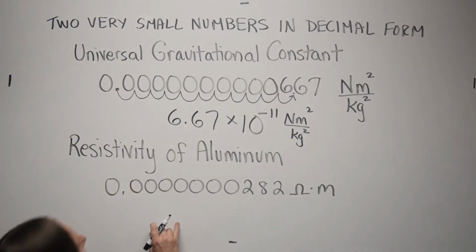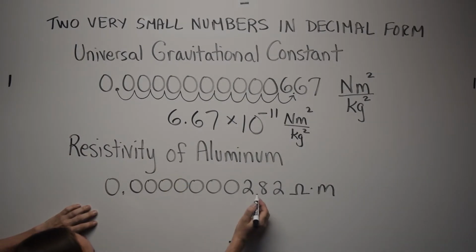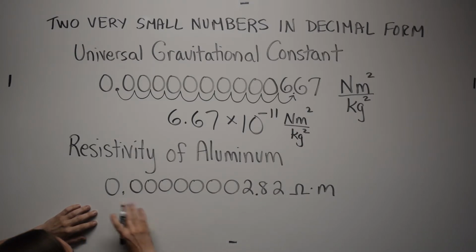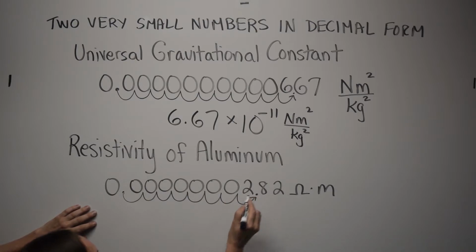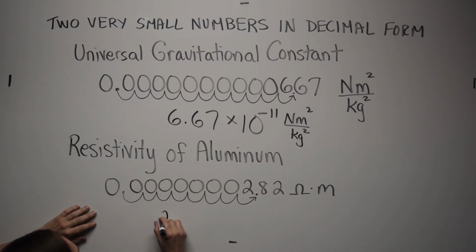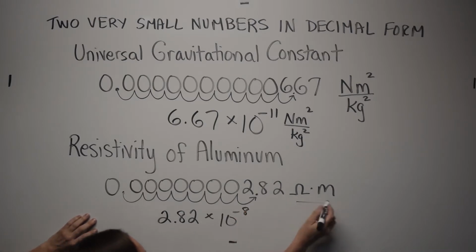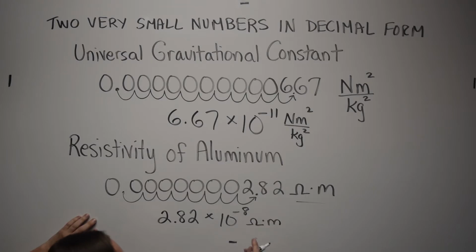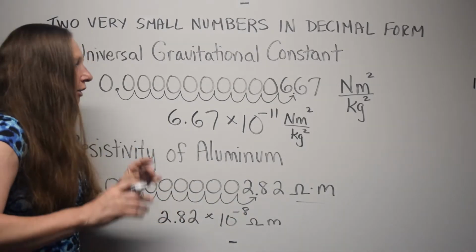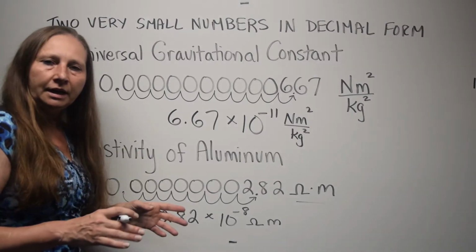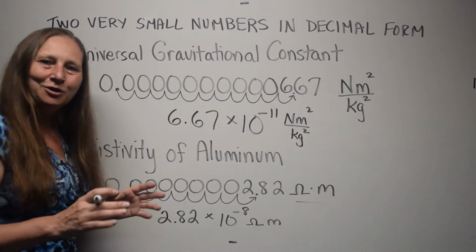All right, now, this one is the resistivity of aluminum. We want the decimal point to end up here. The number is obviously less than 1, so it's a very small number. It will become a negative exponent. Let's count the jumps. 1, 2, 3, 4, 5, 6, 7, 8 jumps. So this number in scientific notation will be 2.82 times 10 to the negative 8. And the unit here is ohms times meters, or ohm meters. All right, and again, let's not worry about the name of the number or the unit right now. You'll learn about that later in the course. Our focus right now is on converting decimal numbers to scientific notation.